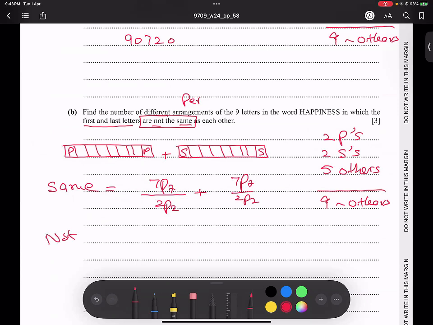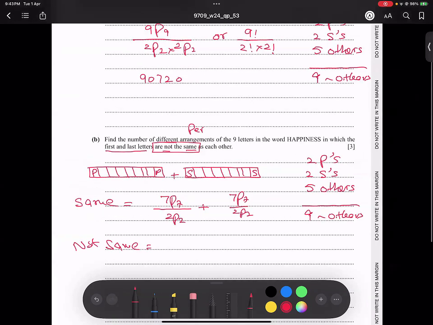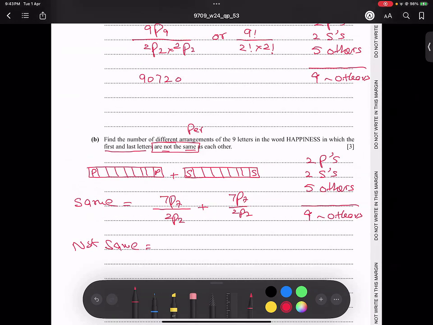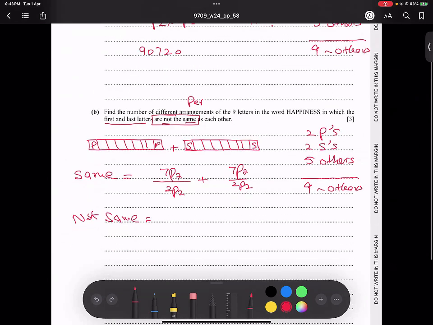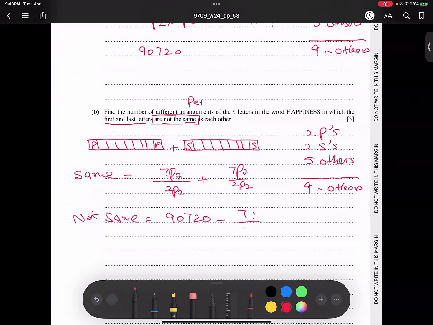But if they are not the same, students, what then is possible? Naturally, the total result we have available on top is 90720. With that number, subtract 7 factorial by 2 factorial plus 7 factorial by 2 factorial. I hope you got the point clearly. Let me check it on the calculator. Yeah, so the answer turned out to be 85680. I think the point is very clear.